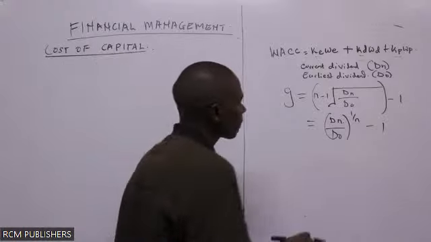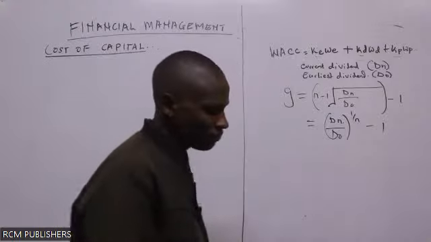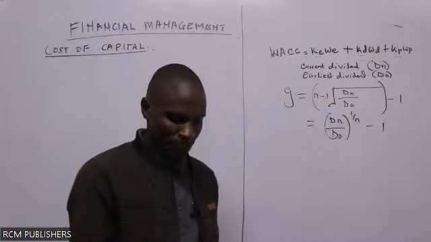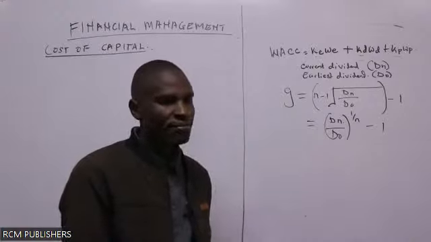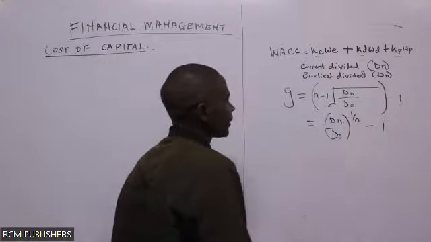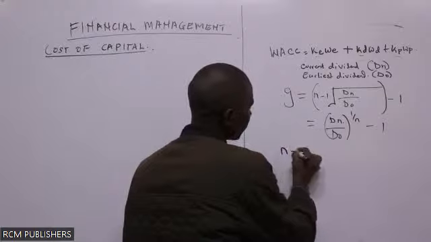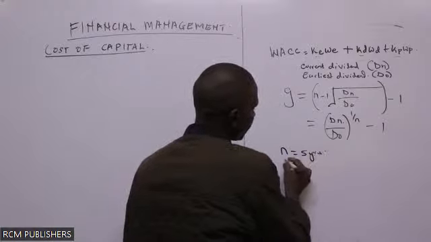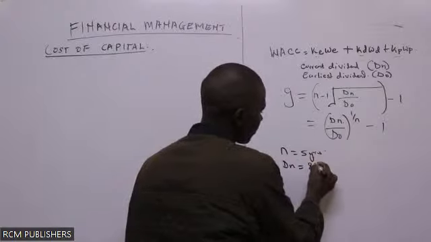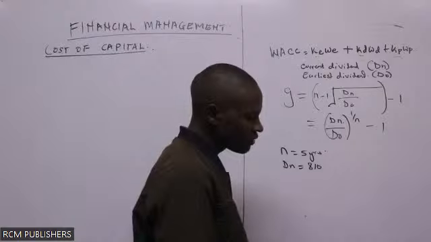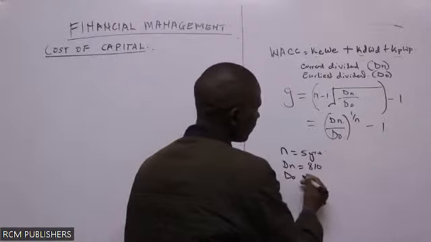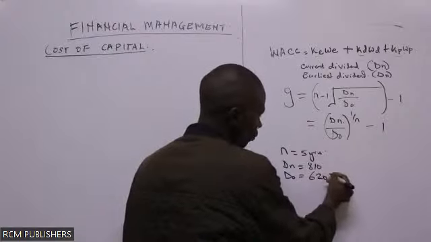Therefore, can we use the formula? How many years do we have from 2015 to 2019? These are 5 years. Therefore, we have everything. We have n. n is 5 years. My Dn is equal to, what is our current? We are given by our brand 810. Of course, everyone can see it is 810 in 2019. Then we have our Do, which is our earliest dividend, of 620 for 2015.